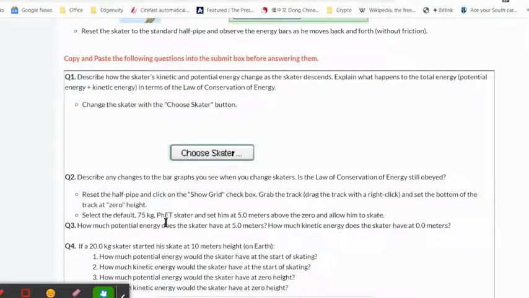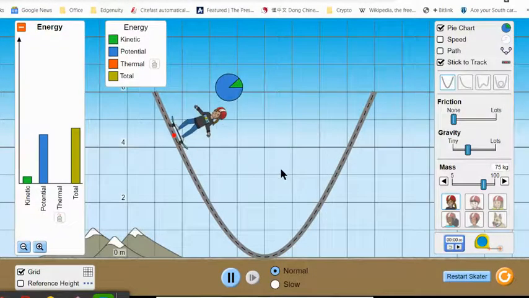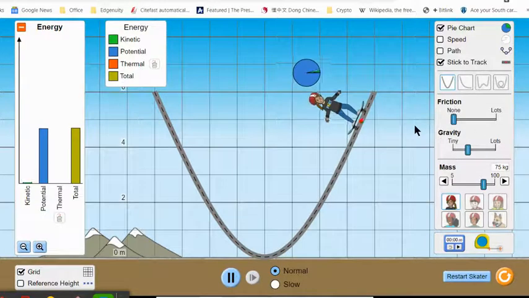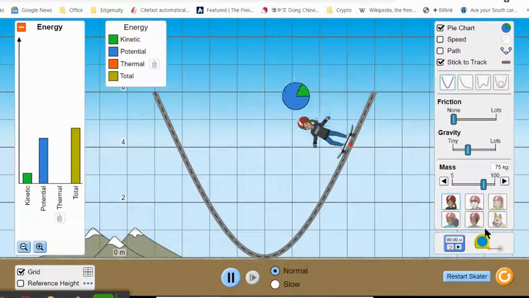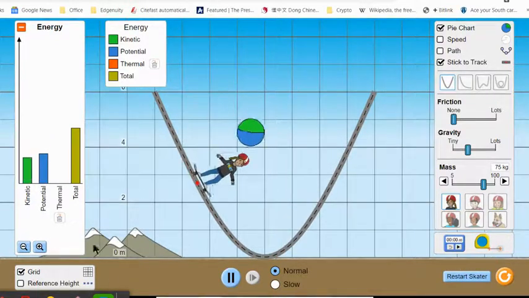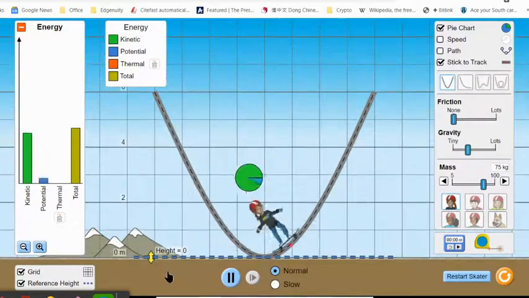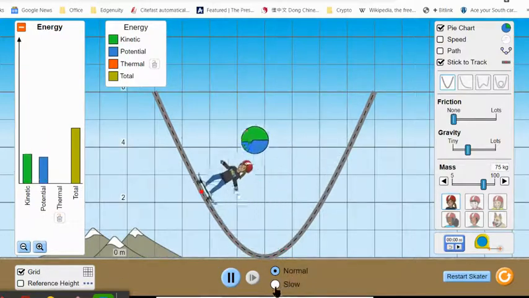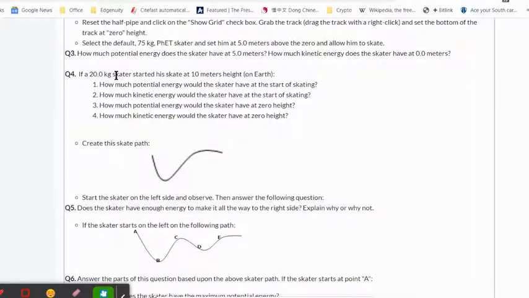Okay. How much does he have? There we go. For this, you will have to calculate. If you remember, the potential energy is equal to mgh, so you will need to calculate it. Okay, so we got 5 meters. If it, how much does it have at 5 meters? Kinetic energy has at 0 meters. That we should be able to answer.